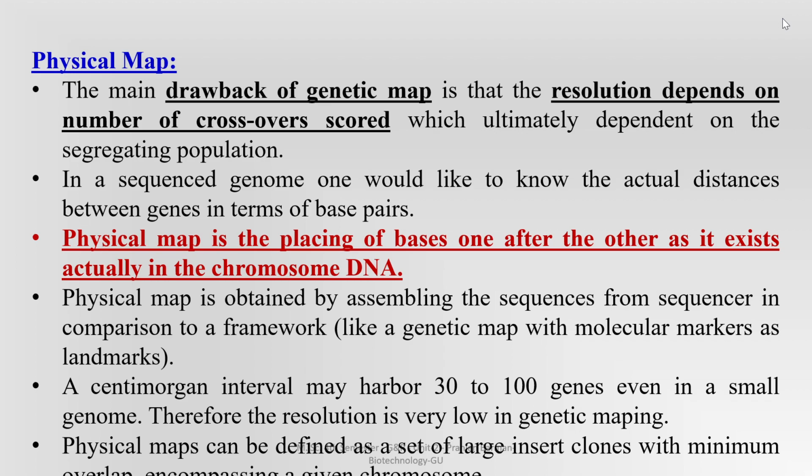It's very simple. A genetic map is just an estimate of the distances between genes in terms of the number of crossovers in a particular population which is used for mapping. It's based on genetic linkage analysis. But in the case of your physical map, we actually know how many base pairs are there in between two genes, exactly how many base pairs the gene contains, and exactly how many bases are there for each regulatory sequence.